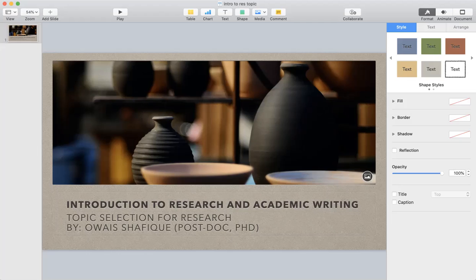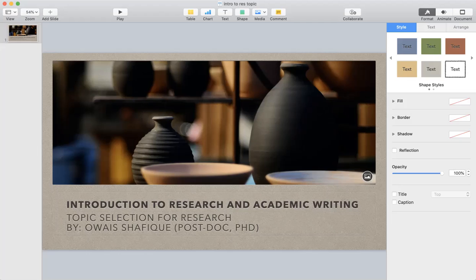So let's get started. So how do you select a topic for research? Well, if I tell you about myself, I usually tell my students that whenever I supervise a PhD or an MPhil, if you select a good topic, then 40% of your work is done. You just did 40% of your PhD or MPhil or even your research paper. Why? There is a very good logic behind it.